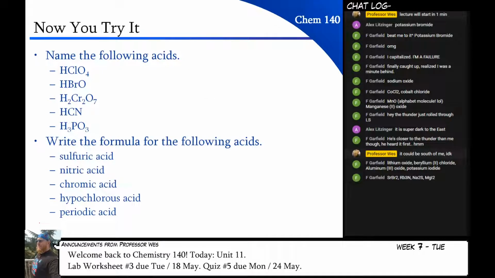Alright, so here's a bunch of acids. I want you to name the acids as shown on the screen at the top. And then at the bottom, I want you to go in the other direction. I want you to turn those names into formulas for the acids, which of course is going to require you to look up the polyatomic ions and do some backwards construction here. So give these a shot. We'll go over the answers in about 4 or 5 minutes. And then we're done with naming. So I'll see you in a bit.